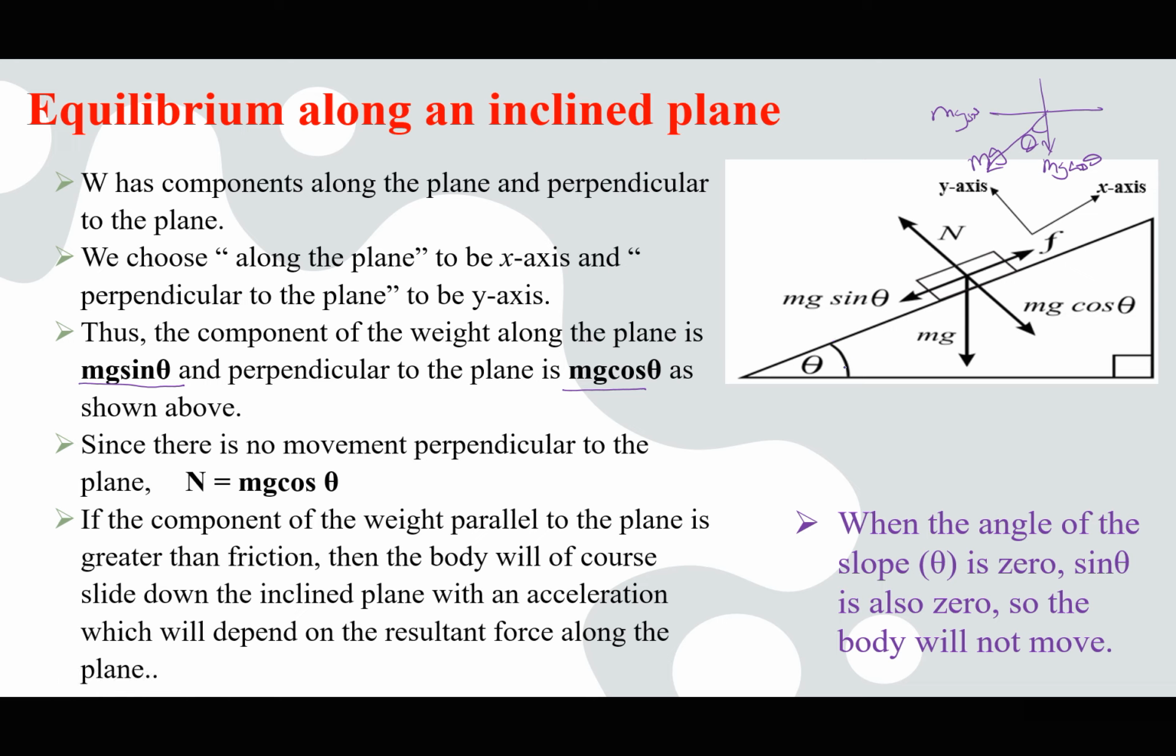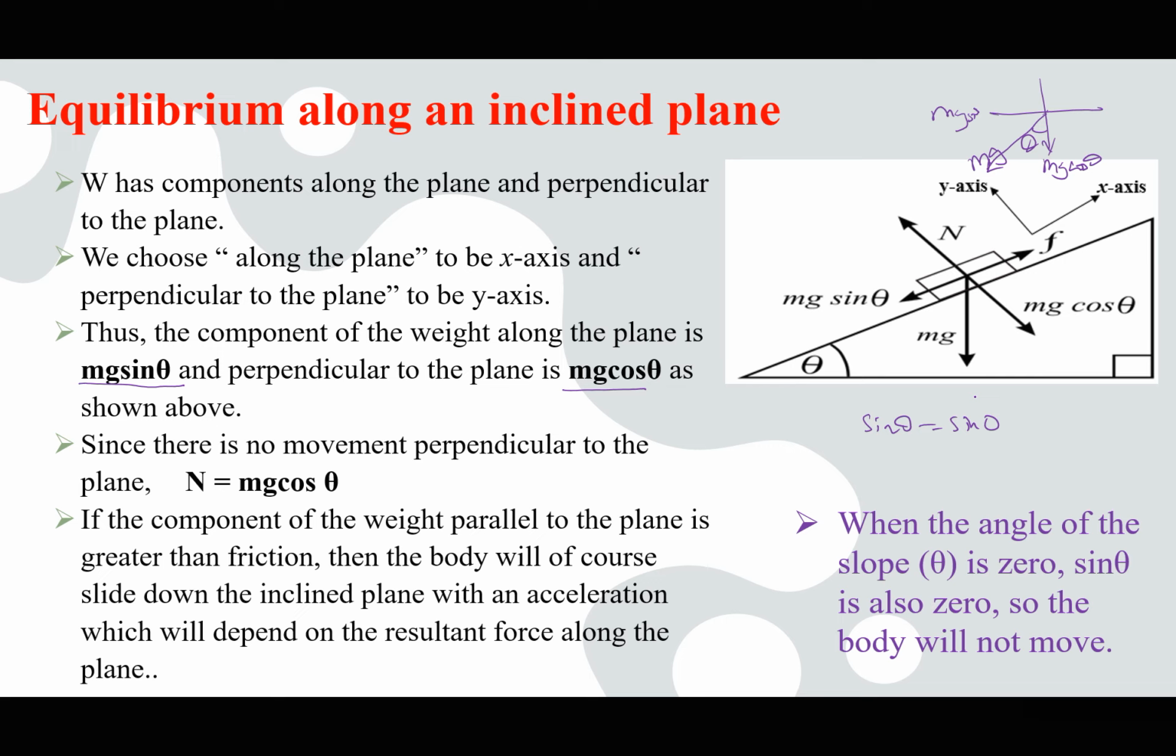So if theta goes to zero, we notice that sine theta is going to be sine of zero. If theta is zero, it means the surface is going to be horizontal. The plane is no longer there. So the surface is horizontal, and if the surface is horizontal, it means the body will just remain in one place. So the body will be stationary. So that is what we mean by equilibrium along an inclined plane.